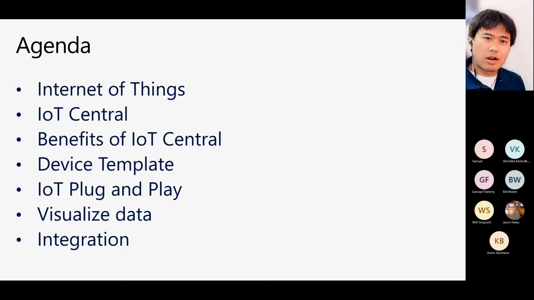And today our agenda: we're going to talk about what is Internet of Things, and then IoT Central, which is part of Azure. I'm going to focus on that one and what makes it simpler as compared to the other things that are available in Azure to do on Internet of Things. What is the benefit of it? We're going to talk about what is a device template, IoT Plug and Play, how do you visualize data that you're receiving from IoT devices, and integration with other Azure services.